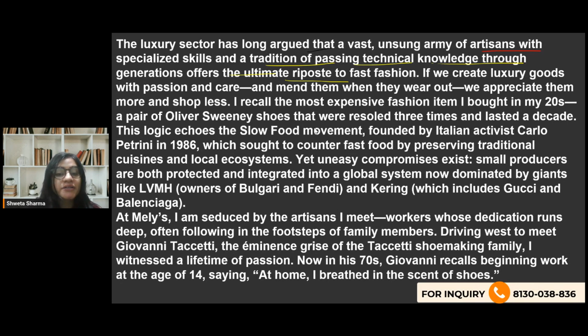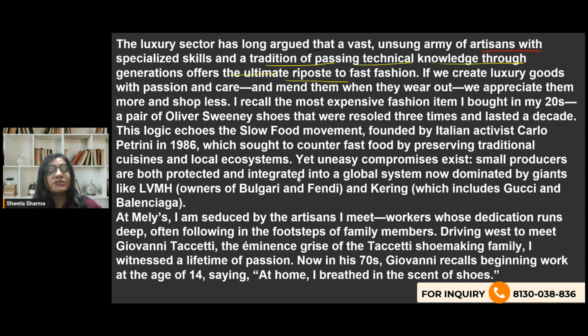I recall the most expensive fashion item I bought in my 20s, a pair of Oliver Sweeney shoes that were resold 3 times, and lasted a decade. This logic echoes the slow food movement founded by Italian activist Carlo Petrini in 1986, which sought to counter fast food by preserving traditional cuisines and local ecosystems. Yet uneasy compromises exist. Small producers are both protected, integrated into a global system now dominated by giants like LVMH. At Melis, I'm seduced by the artisans. I meet workers whose dedication runs deep, often following in the footsteps of many family members, driving west to meet Giovanni Taciti, the MNC of the Taciti shoemaking family, witnessed a lifetime of passion.